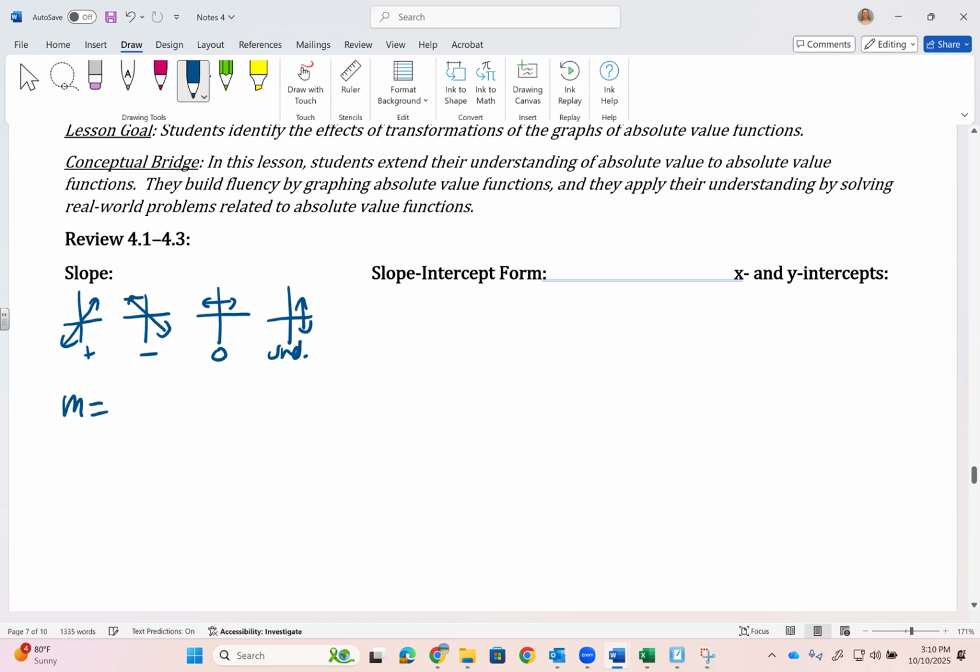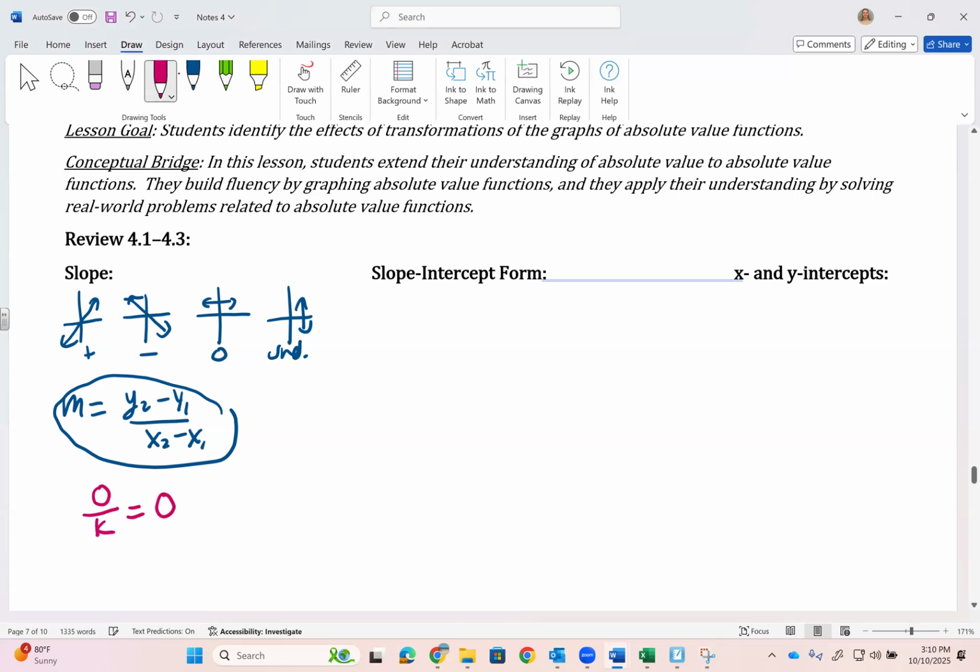The slope formula equals y2 minus y1 over x2 minus x1. Another thing we've got would be that if you get 0 over a number, that's going to be 0. If you have a number over 0, that is going to be undefined. Those would be good things to know.